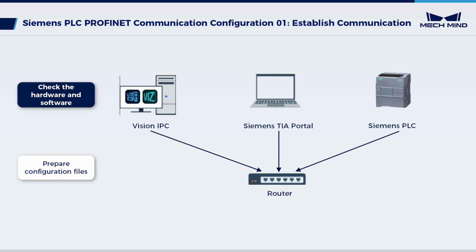Then, check the hardware connections as shown. Ensure the IP addresses of these devices are on the same subnet, and that their IP addresses are not already in use by other devices. This is required for communication setup and program download later on.